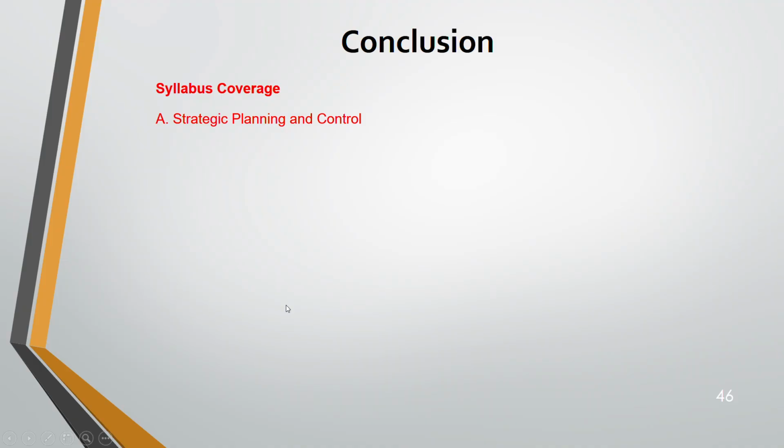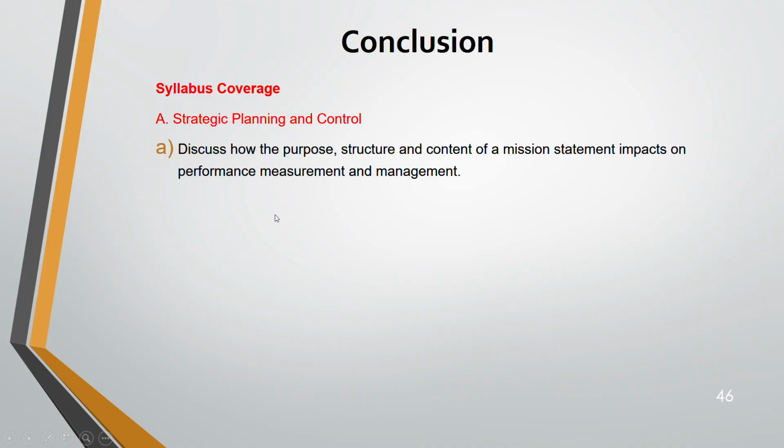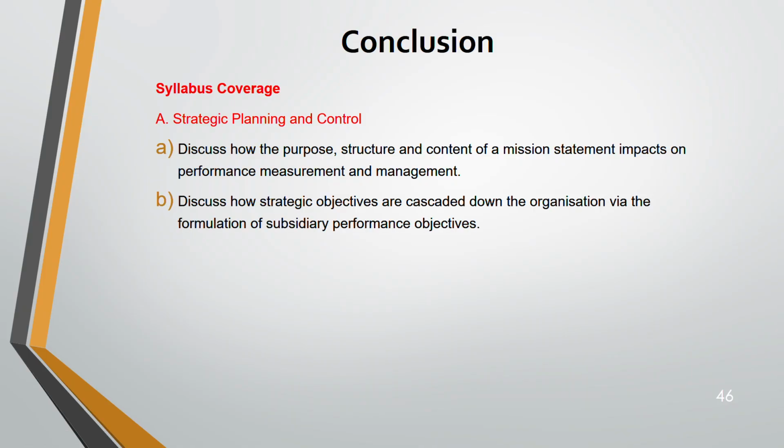Now, in this lecture we have covered section A. Lecture 1, lecture 2, lecture 3 are all focusing on section A only. We are still in strategic planning and control. Okay. So here we have discussed the purpose, structure and content of the mission statement. We have gone through the strategic objectives in that hierarchy: strategic objectives, then main objective, then subsidiary objectives.